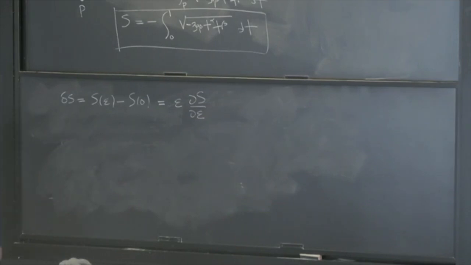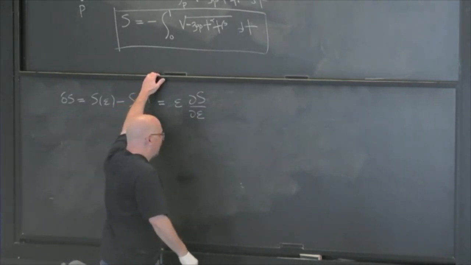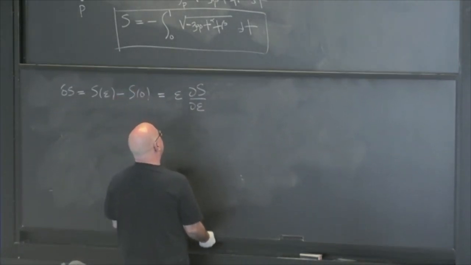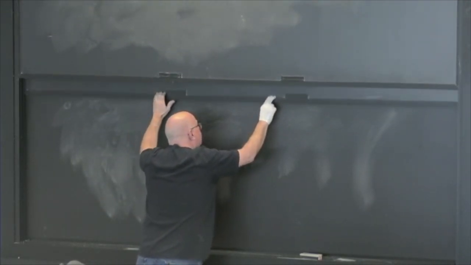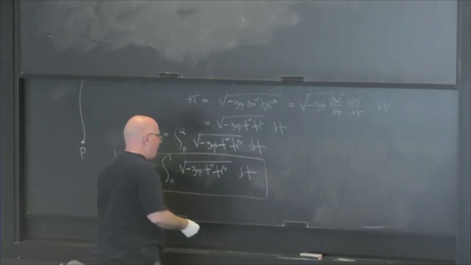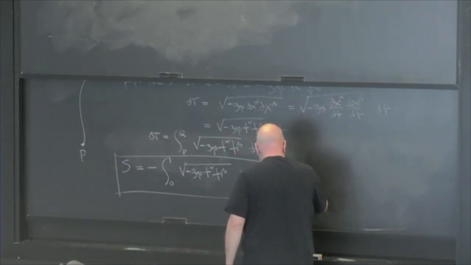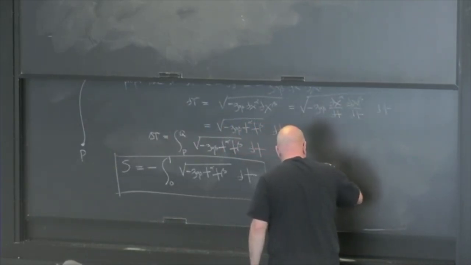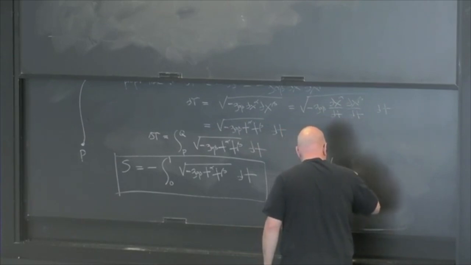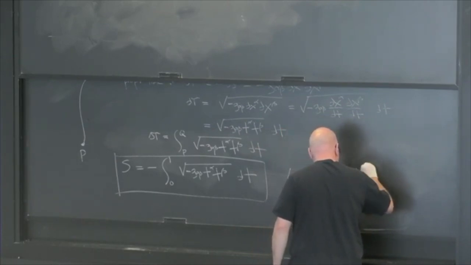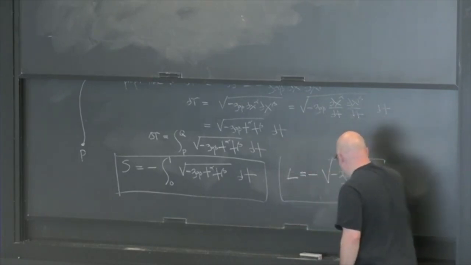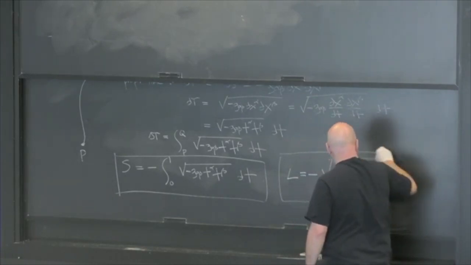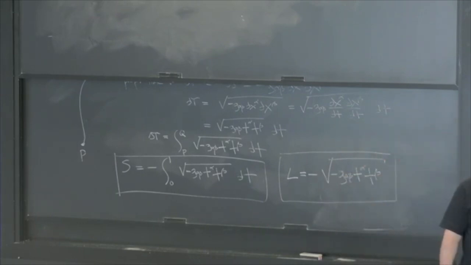I should have introduced some more notation to simplify the steps here. I'm going to say that the Lagrangian corresponding to this action is going to be minus the square root that we have inside the integral. So I'll be thinking of that as the Lagrangian, including the minus sign.